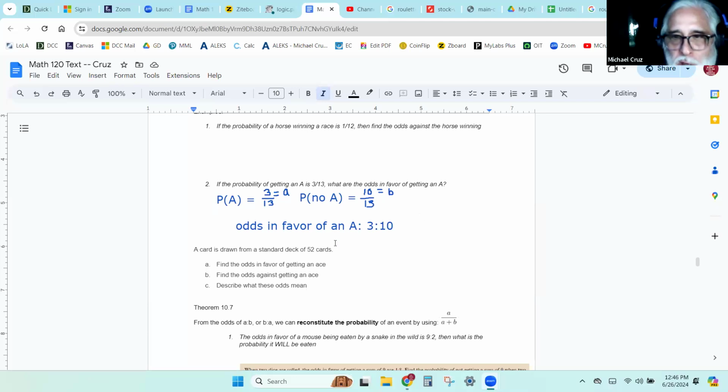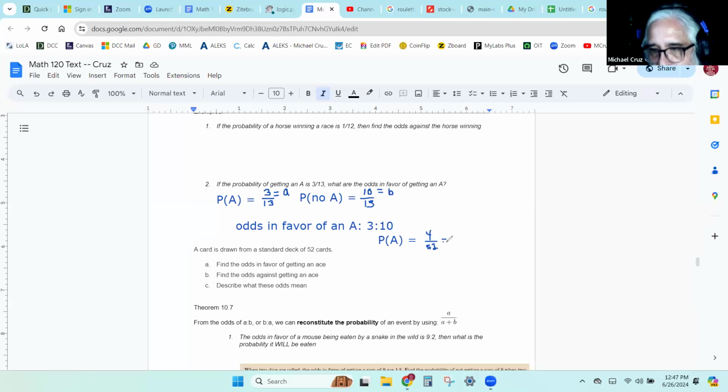Okay. So, I'll tell you what, let's just do this last one. Like I said, we've got plenty of time here. So let's do another with odds in favor and odds against. We have to figure out the probability by looking at a deck of cards. So, 52 card deck, you're going to draw one, find the odds in favor of getting an ace. Well, we need the probability of an ace, and the ace is 4 over 52.